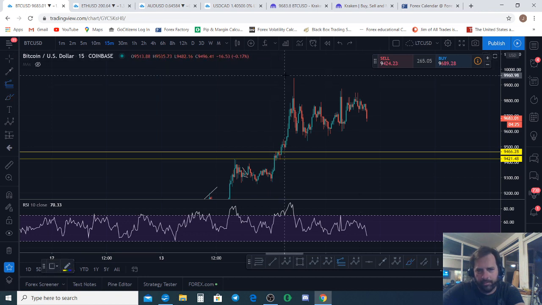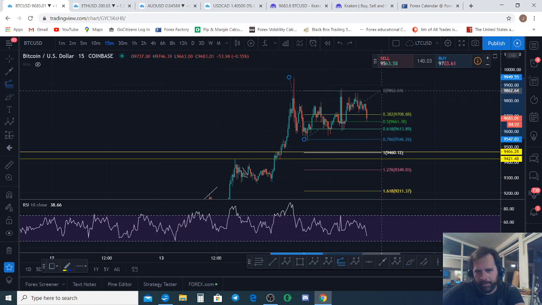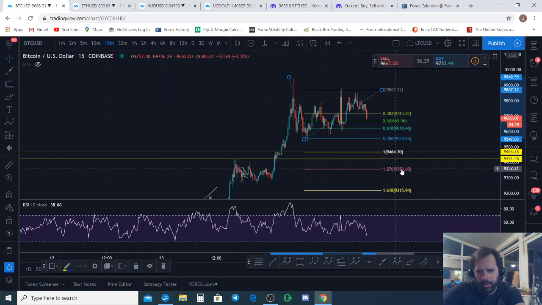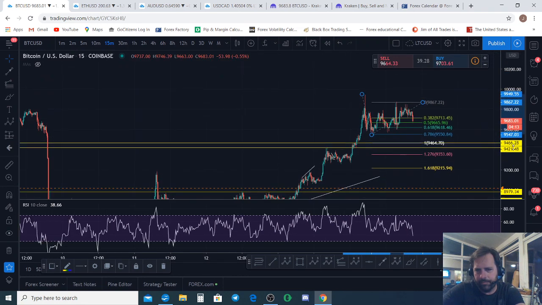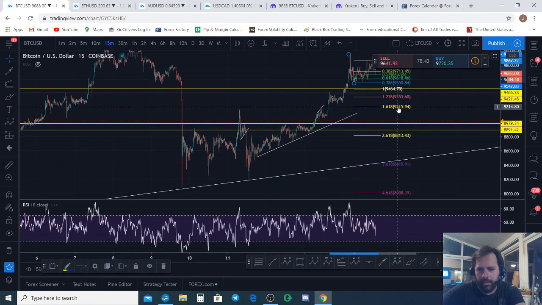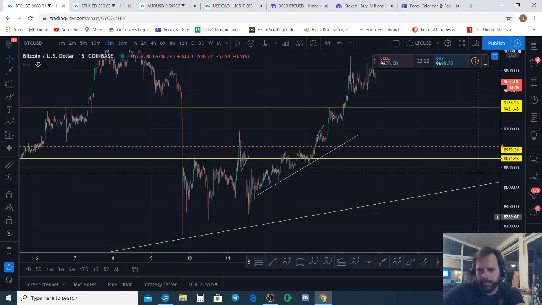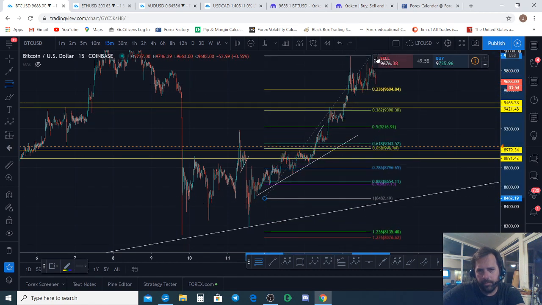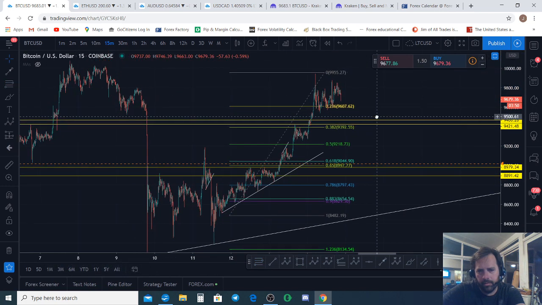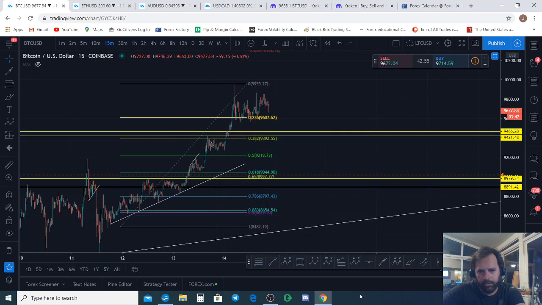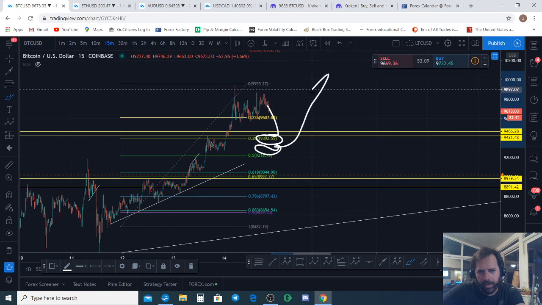So throwing the fibs on it, guys. We just throw the fibs on the first move, back to the second move. The 1-to-1 extension comes right to structure here, and the 127 comes right to structure. Let's throw the fibs, the retracement, just on the third wave. The 382 is confluent with this structure right here, so the 382 makes a lot of sense for this to come down to the 382 area, 50% area, and then back up.